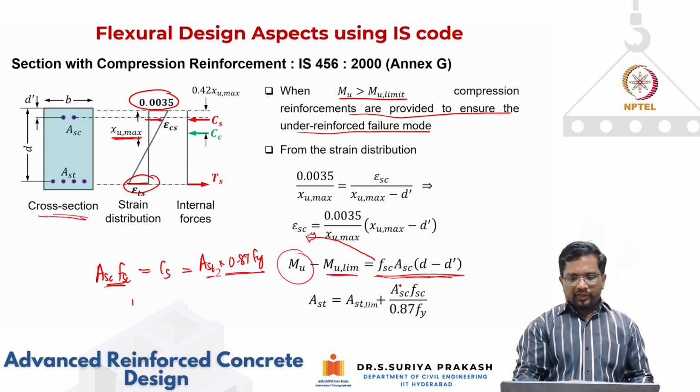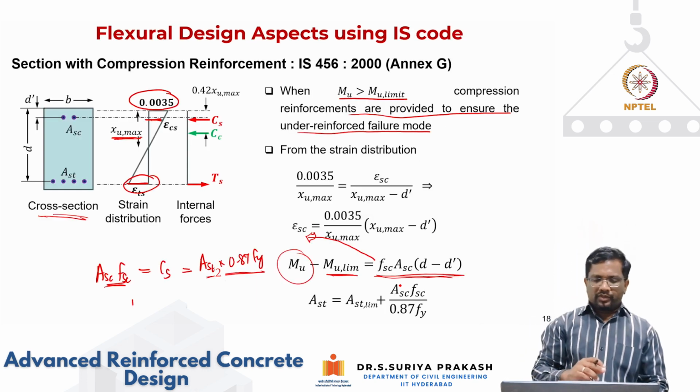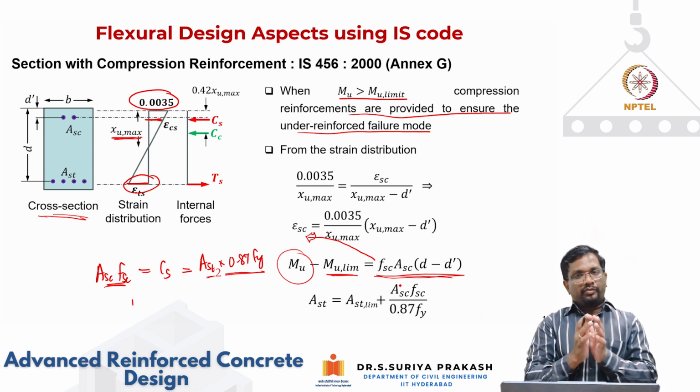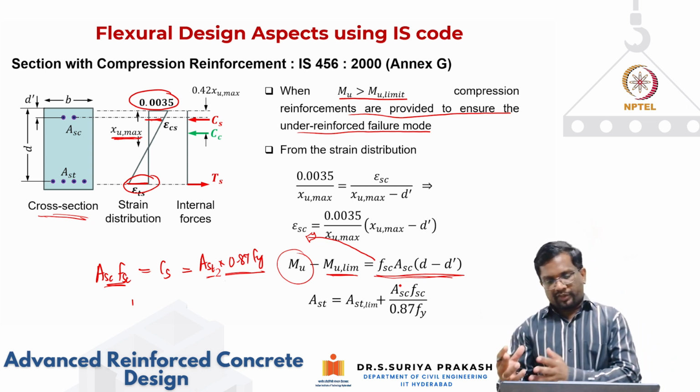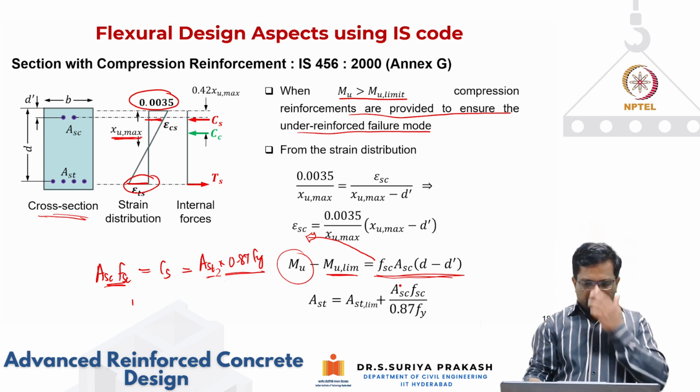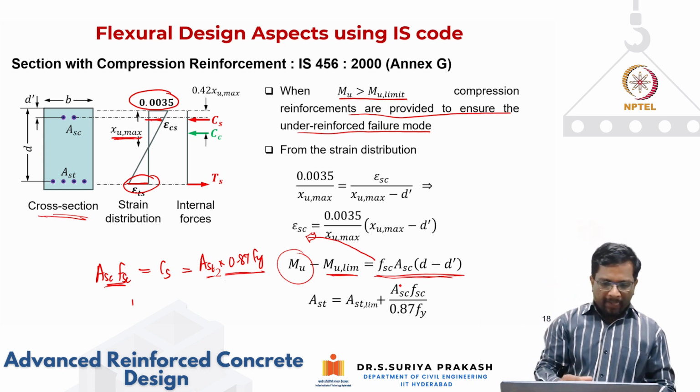Okay, so now let's see how to do this analysis. That will have two components. One is the Ast limit that is coming from a singly reinforced section, plus the total additional steel that I need to get. So this would be your force.